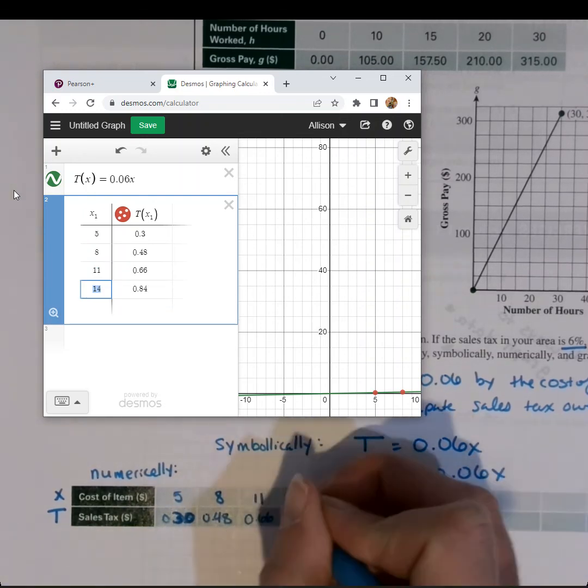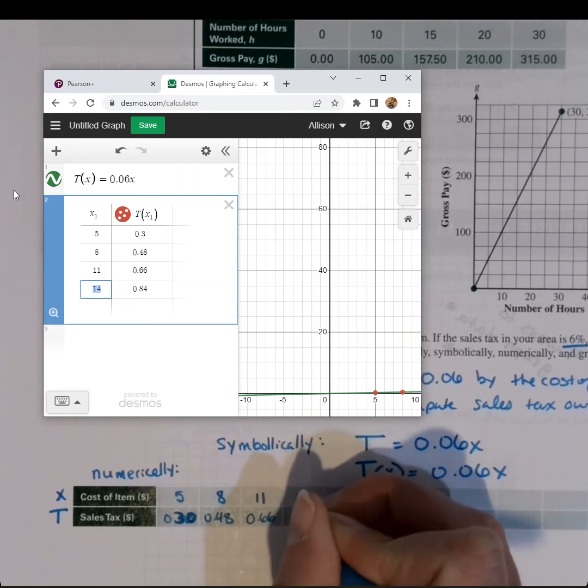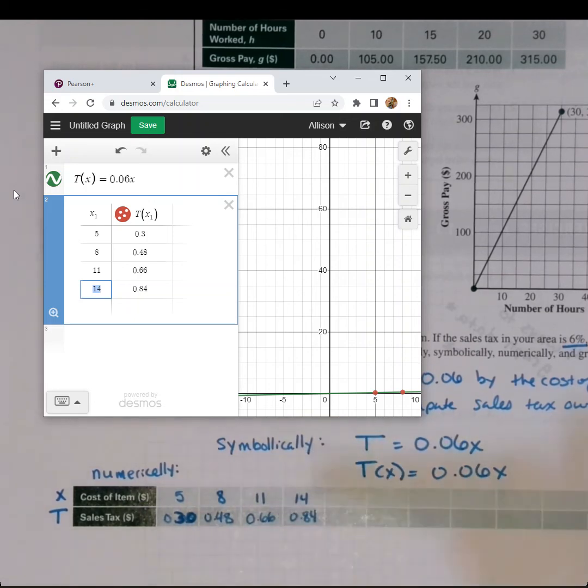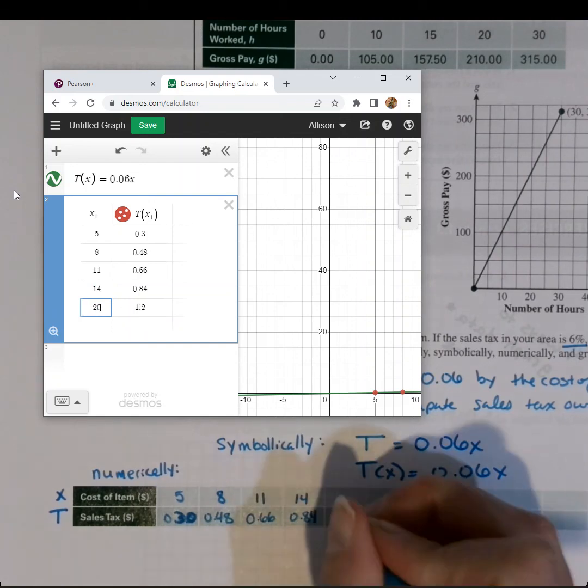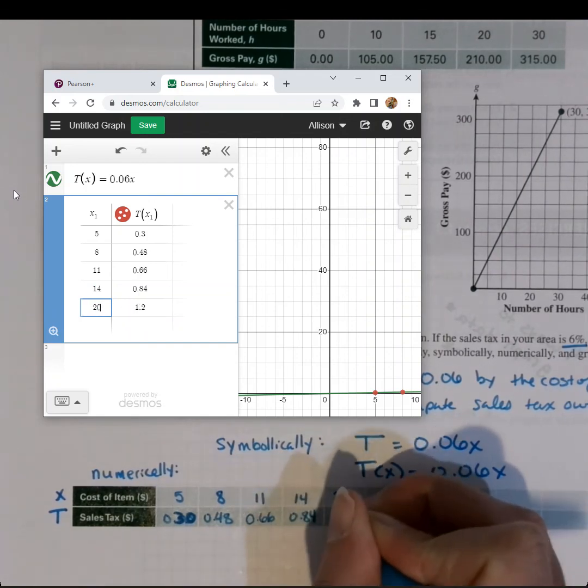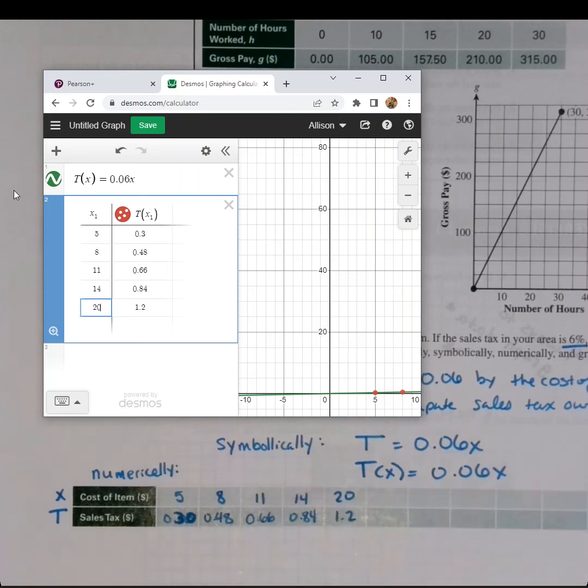Or $14, then I'll owe 84 cents of tax. These are just counting up by 3. Do you notice how when I hit enter, my table's autofilling for me? But let's say I don't want to count by 3 anymore. Let's say I want to jump to a new value. Let's say it costs $20. Then I owe $1.20 in tax.